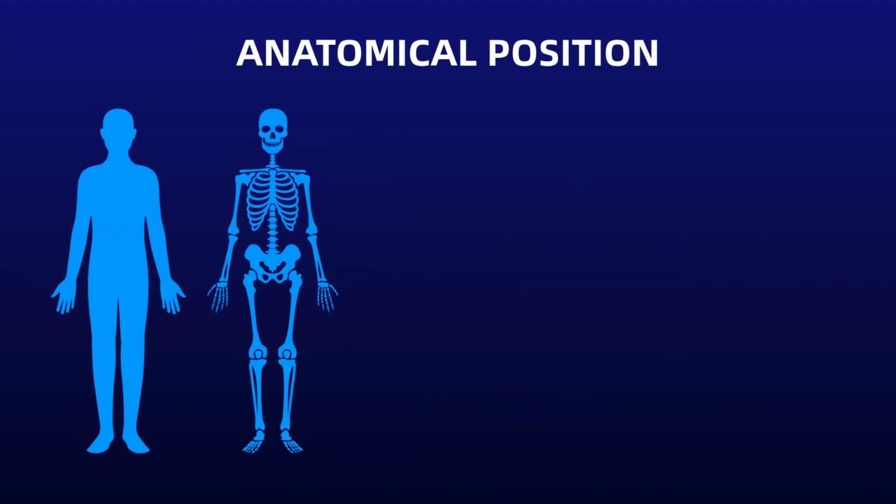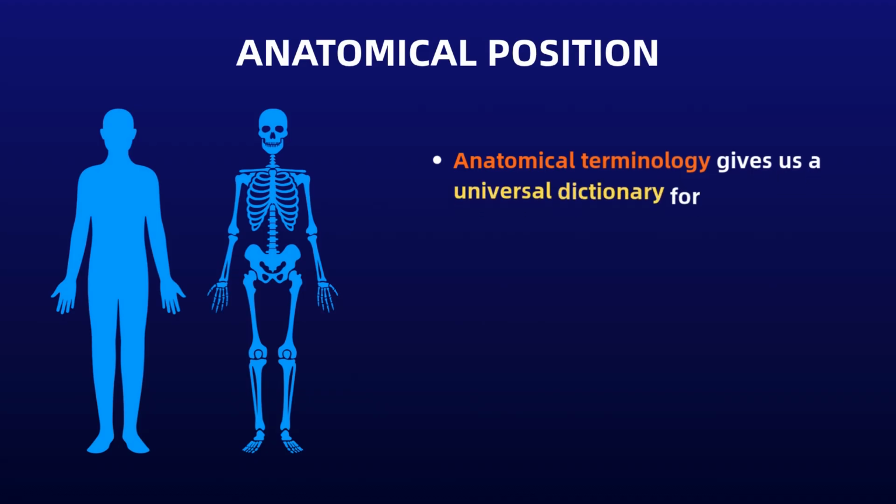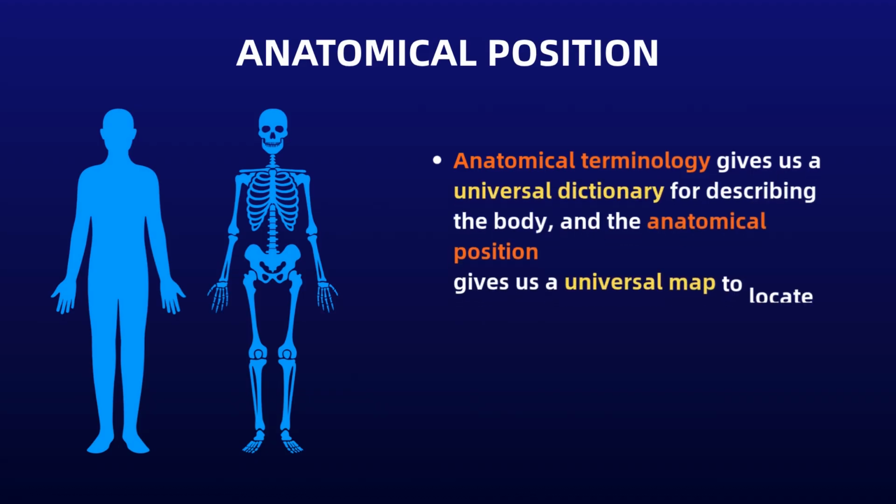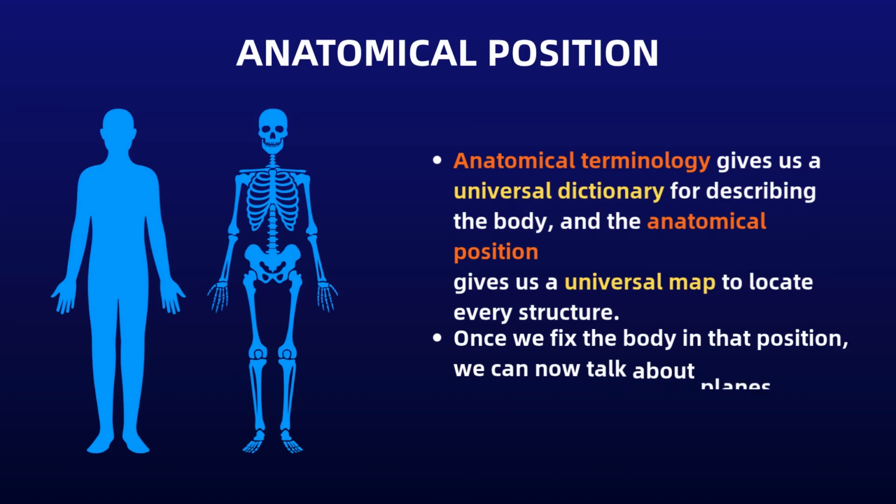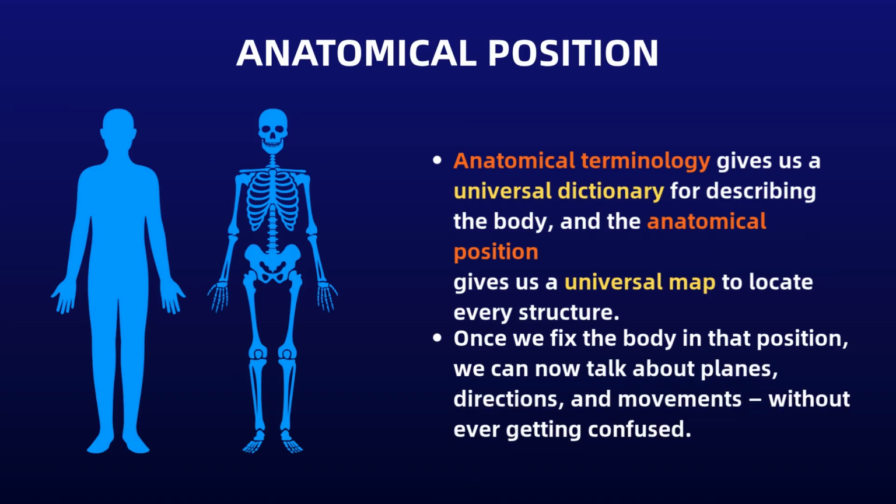In simpler words, anatomical terminology is a universal dictionary for describing the body, and the anatomical position is a universal map to locate every structure. Once we fix the body in that position, we can now talk about planes, directions, and movements without getting confused.